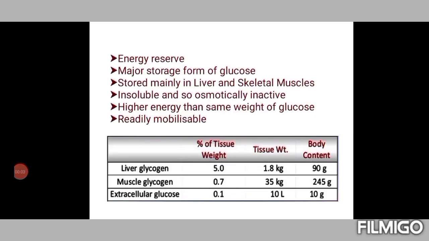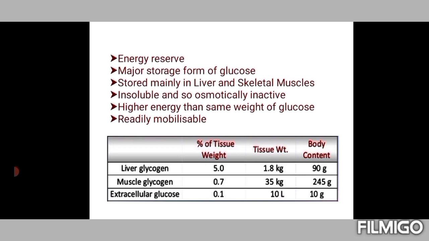Now, glycogen is the best readily mobilizable major storage form of glucose. It is insoluble and so osmotically inactive, which means if it is present in the cell, it cannot escape from that cell, and the cell can use it now or later. And another advantage of storing glucose as glycogen is that it provides higher energy than the same weight of glucose if it is stored as glucose.